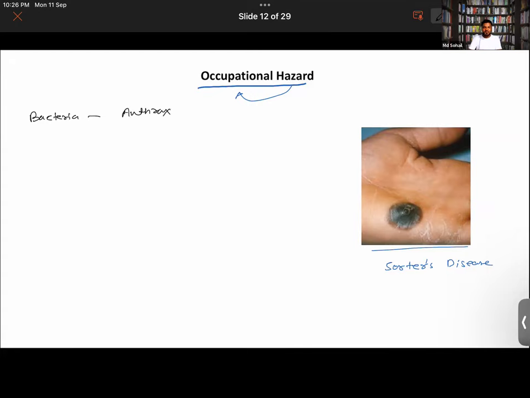So anthrax is a bacteria which causes the disease called sorter's disease, and in this disease basically what happens is blood clots. As you can see in the image, the blood in the palm of this sorter's hand has started to clot. Getting it now? Now why is this disease being faced by the people? Because the process of sorting is being done manually.